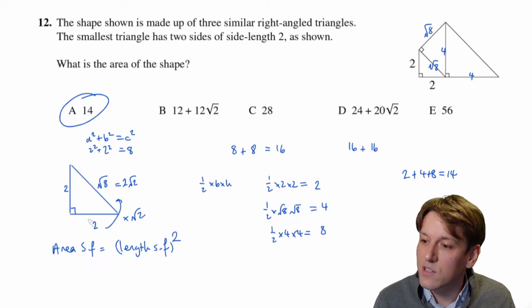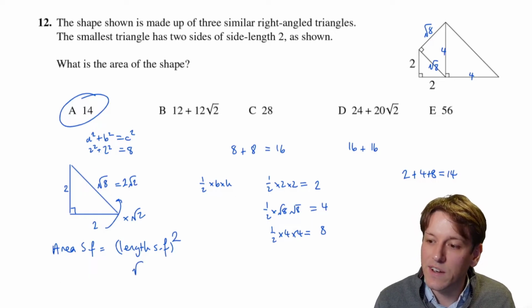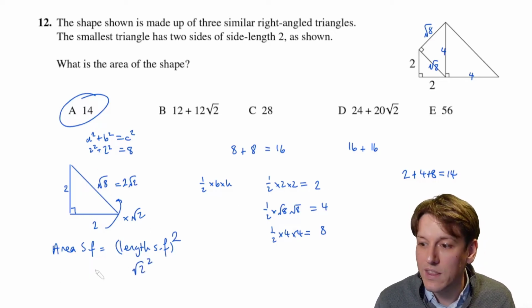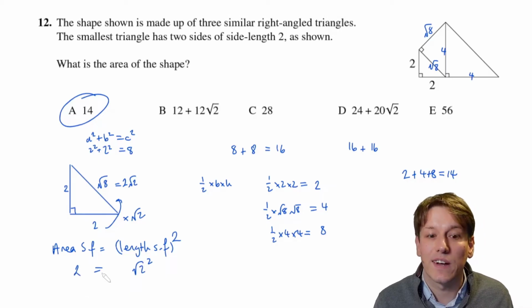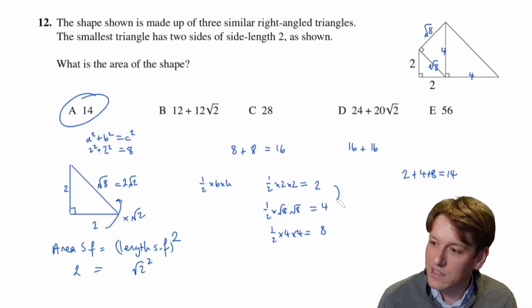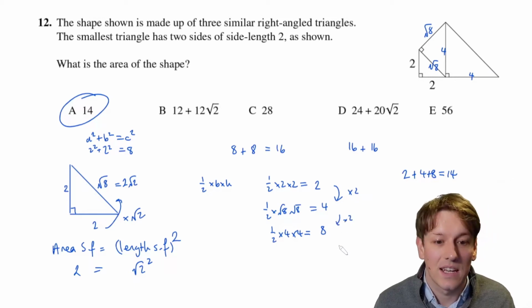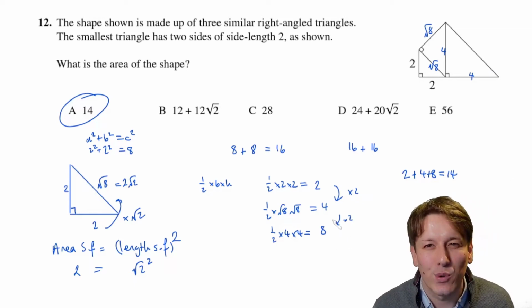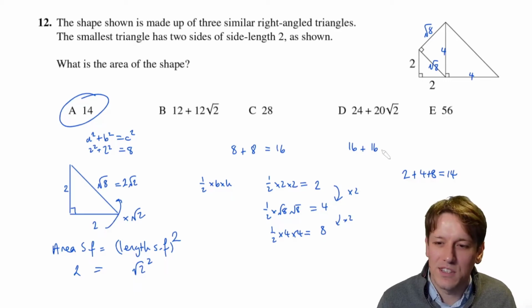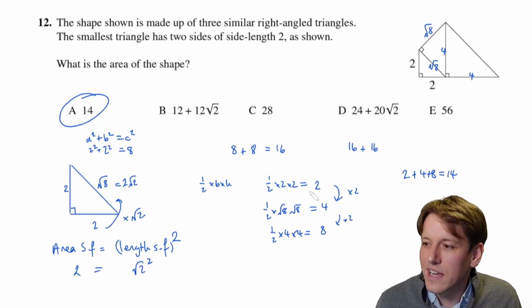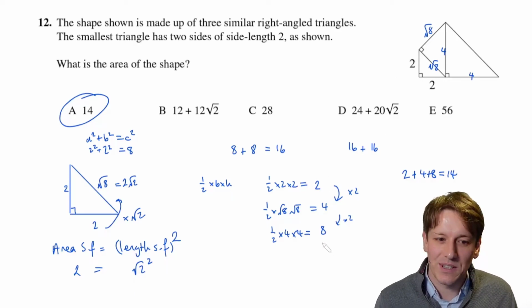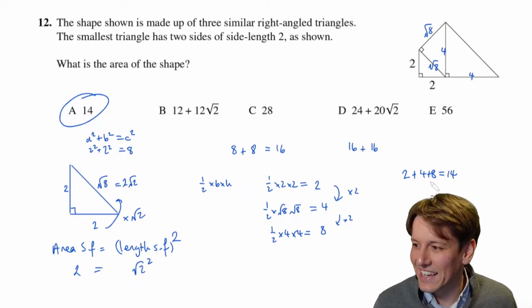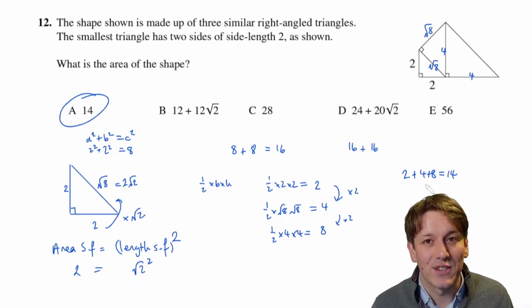Okay, so here in this example, the length scale factor is root 2. I square that and I get 2, and that's the area scale factor, right? And you can see that's how these areas scale up here. 2 times 2 is 4, 4 times 2 is 8. So actually, if you're really sharp here, you might just spot that once the first area is 2, the next one is 4, and the next one is 8 without doing very much work, and get to that answer of 14 and save yourself a bit of time.